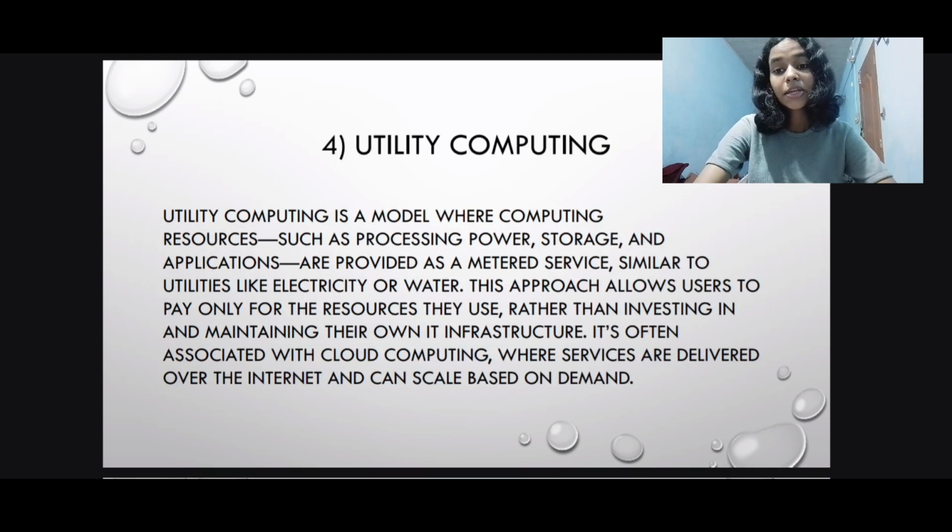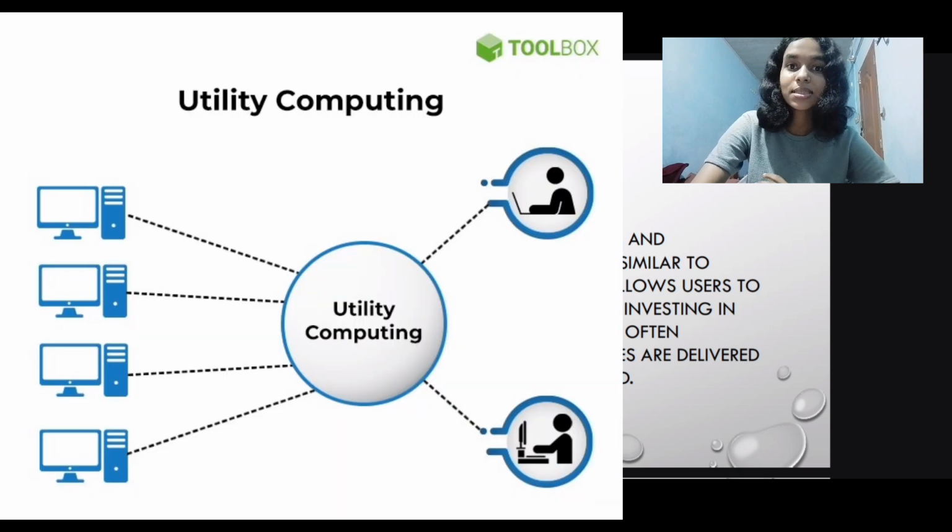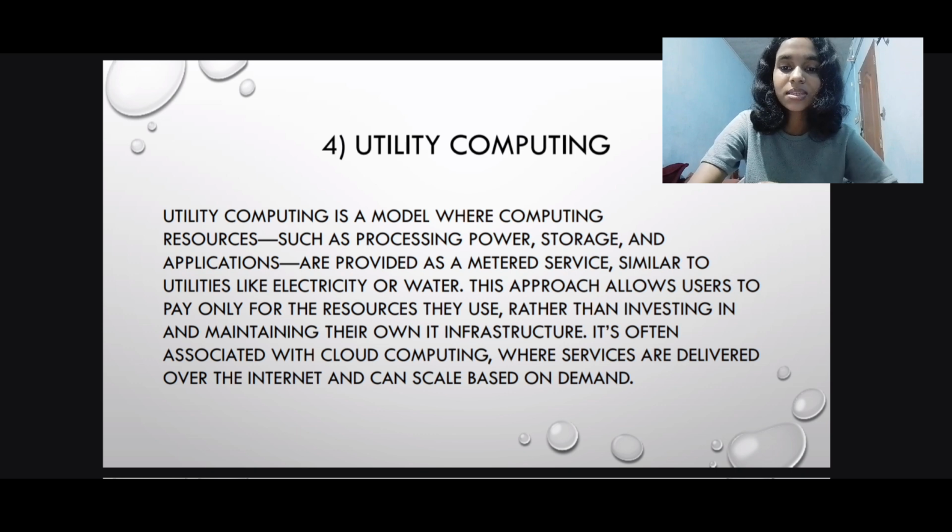Fourth one is utility computing. It's a model where computing resources such as processing power, storage, and applications are provided as a metered service, similar to utilities like electricity or water. This approach allows users to pay only for the resources they use, rather than investing in and maintaining their own infrastructure. It's often associated with cloud computing, where services are delivered over the internet and can scale based on demand.